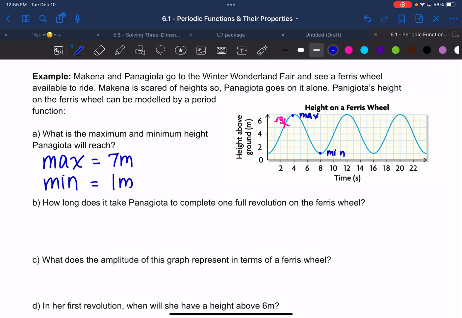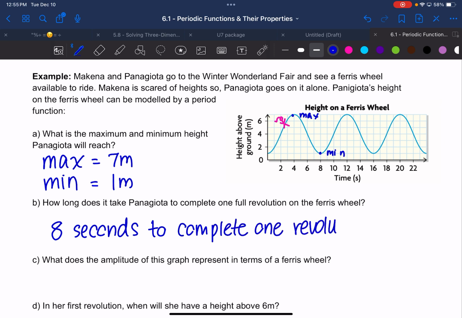How long does it take her to complete 1 full revolution on the Ferris wheel? 8 seconds. I know that's really fast to complete 1 revolution, right? So this would be considered our period for this function. So you could say period equals 8.